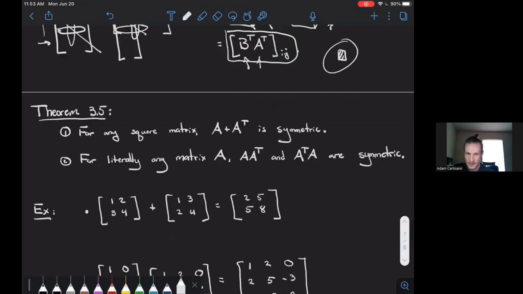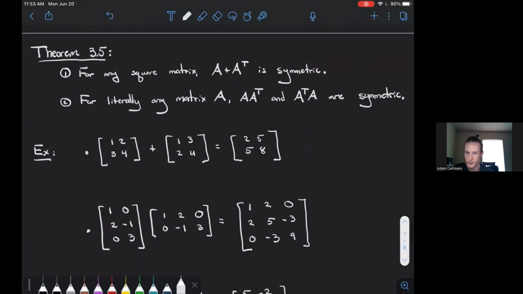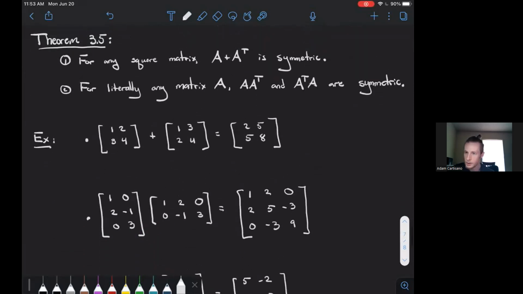Speaking of amazing facts, I want to end with a very beautiful theorem. We won't prove it. It's mostly just an observation and a fun thing to end on. It says that for any square matrix, if you take that matrix and add it to its transpose, you will automatically get a symmetric matrix. A symmetric matrix is a matrix M where, if you take its transpose, you regain the original matrix.